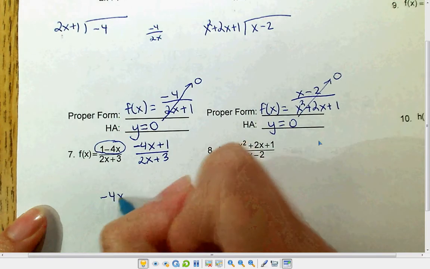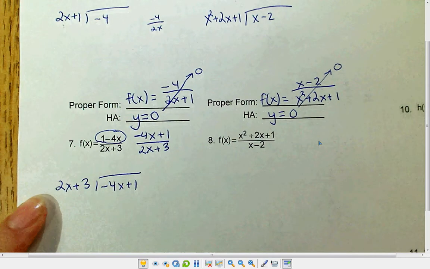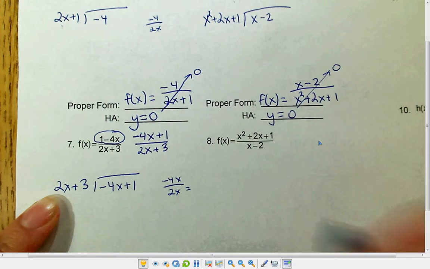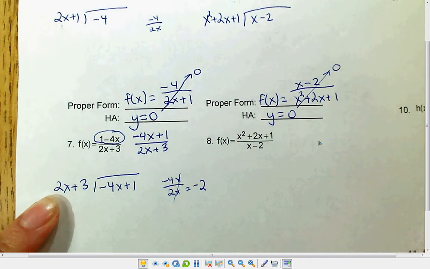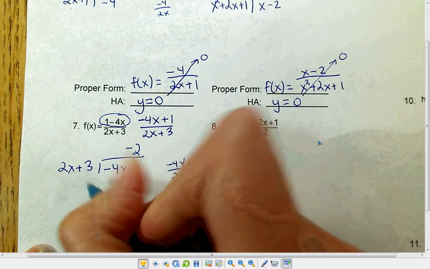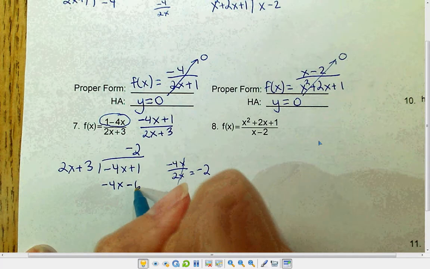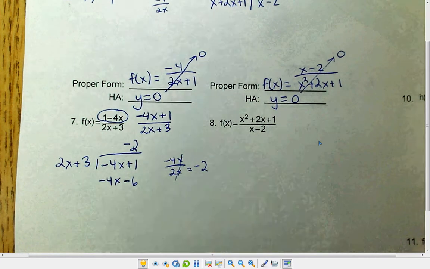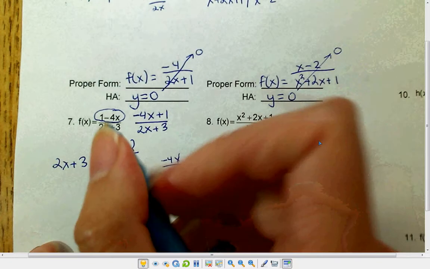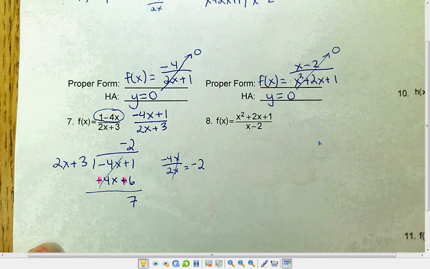So we have negative 4x plus 1 divided by 2x plus 3. No placeholders. So we have negative 4x divided by 2x. The x's cancel out. Negative 4 divided by 2 is just negative 2. We can put the negative 2 on top. And we can multiply negative 2 times 2x, negative 4x. Negative 2 times 3 is negative 6. Again, our very important next step, change the signs. So now they're both plus. So this cancels out. 1 plus 6 gives me 7, so that's my remainder.